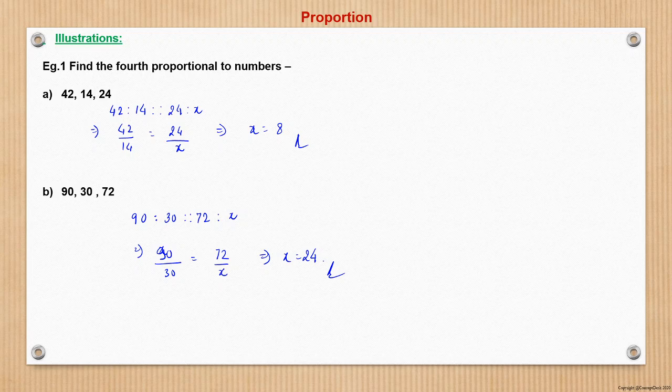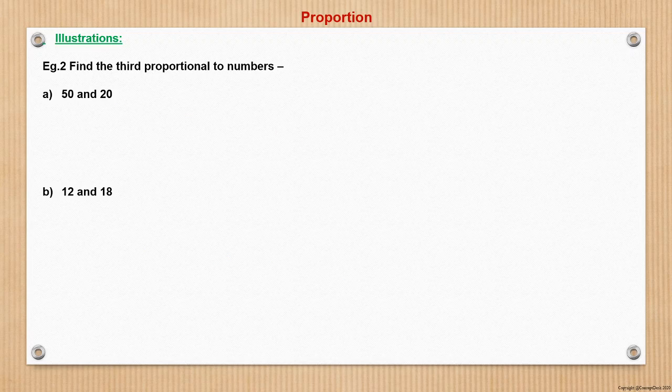Now let us move to the next question. Find the third proportional to the numbers 50 and 20. Now a point to be noted here: only two numbers are there and we are asked for the third proportional. In that case, it is a case of continued proportion. The two numbers are there and we are being asked the third proportional.